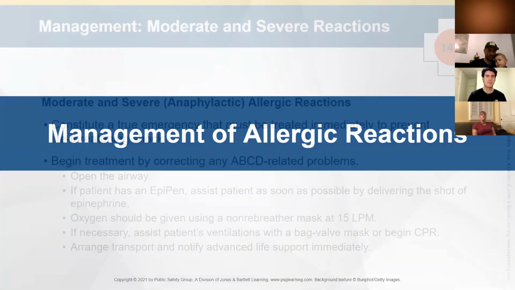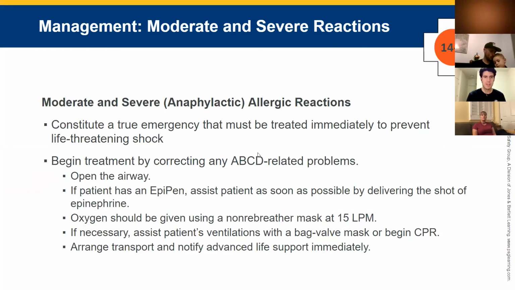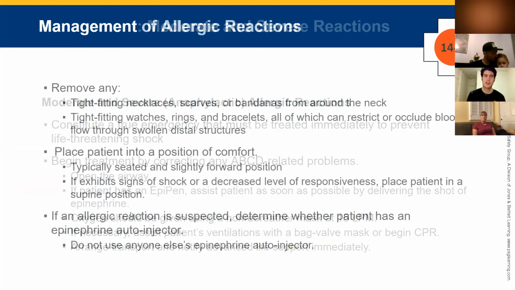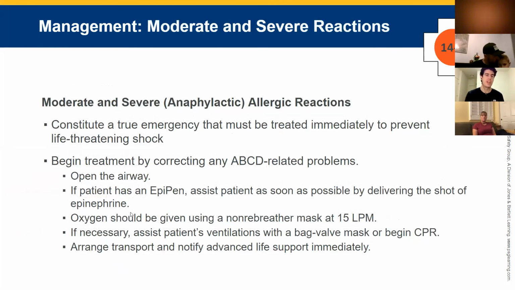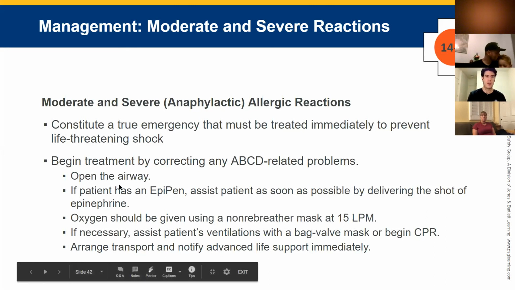Okay, here's management. True emergency, begin ABCs, open the airway. If the patient has an EpiPen, assist the patient as soon as possible by delivering a shot of epinephrine. So I just said that. Of course, if you have to skip the algorithm, you have to go outside of it to get to this point. So if you're suspicious coming in, like this person's in the cafeteria and they're just sitting at a table and for some reason they're really short of breath and they say their throat is swollen. That sounds like allergies. You want to go straight for that to try and fix it. You don't have to do the whole SAMPLE and everything. Just go straight to the issue, fix this right away.